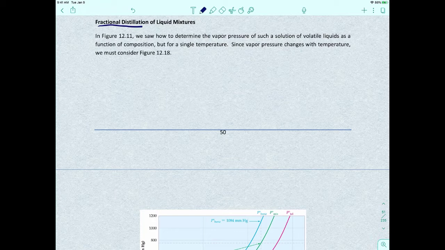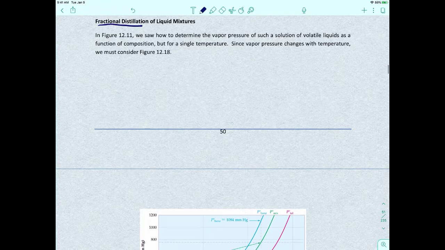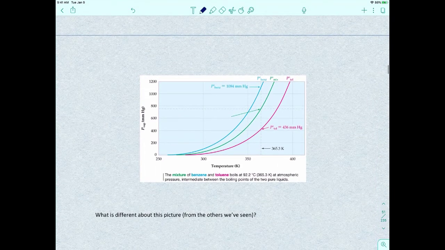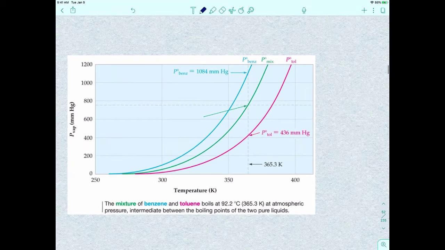Previously, I showed you a curve for a mixture of two compounds. We were looking at mole fractions of compounds on the x-axis and pressure on the y-axis. So we saw how to determine the vapor pressure of such a solution of volatile liquids as a function of composition, but we were keeping the temperature constant. Now, since the vapor pressure changes with temperature, what if, instead of looking at composition, we look at temperature and pressure?